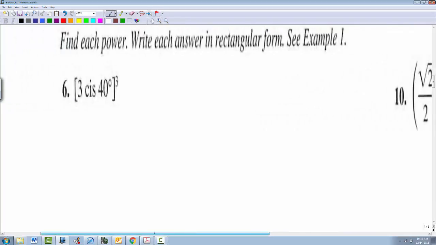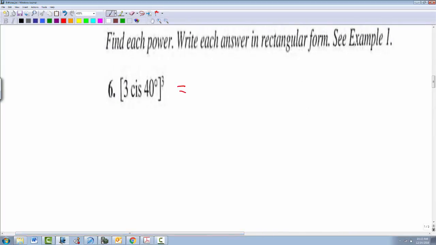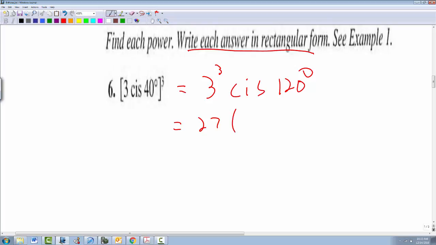And then I'm going to tell you, well, okay, I'll tell you in the next example. This one's easy. This is in cis format, so you should want a million of these questions. If I raise this to the third power, what should I do with the 3? Or raise it to the third power, you're right. And then what should I do with the 40 degrees? Multiply it by 3, so that's 120. Now notice what it says. Write each answer in rectangular form. So now what I have to do is 27, right? And then we just had cosine of 120 and sine of 120. What's the cosine of 120? Negative 1 over 2, right? And what's the sine of 120? Root 3 over 2, right? Cis is cosine plus i sine 120. And then distribute.